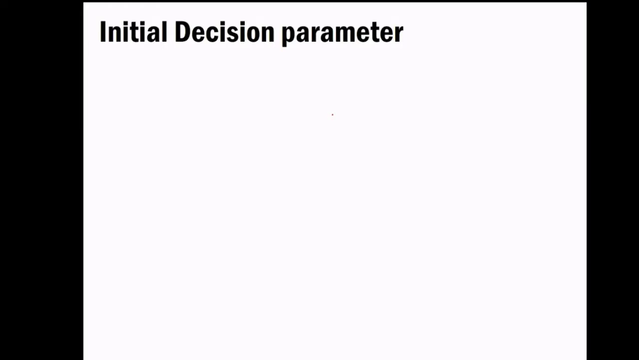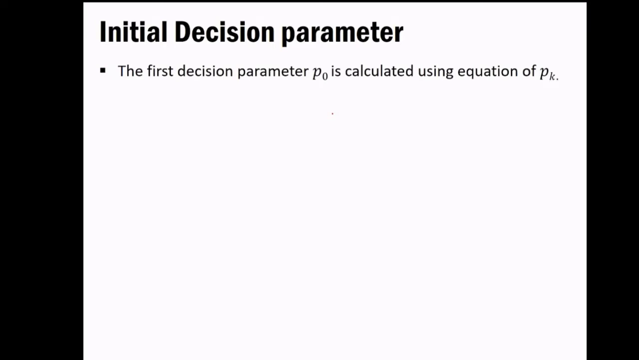But what if we are starting this thing from the very beginning? We need something with us at the very beginning of the algorithm. So for that, we have to derive one more thing, that is the initial decision parameter, because we are going to start this processing from the very beginning, and at the beginning stage we need something to decide from where to start. So now we have one more thing, that is the decision parameter that will be denoted with P0. The first decision parameter P0 is calculated using the equation of pk.